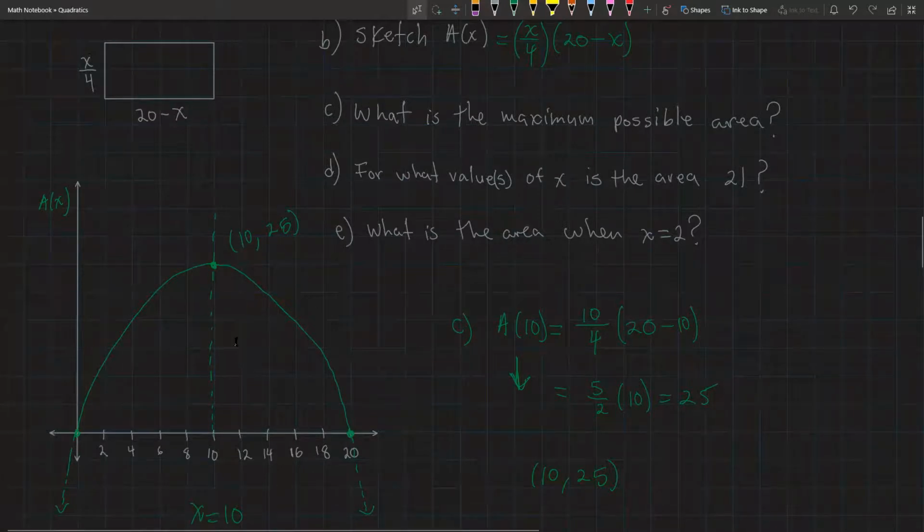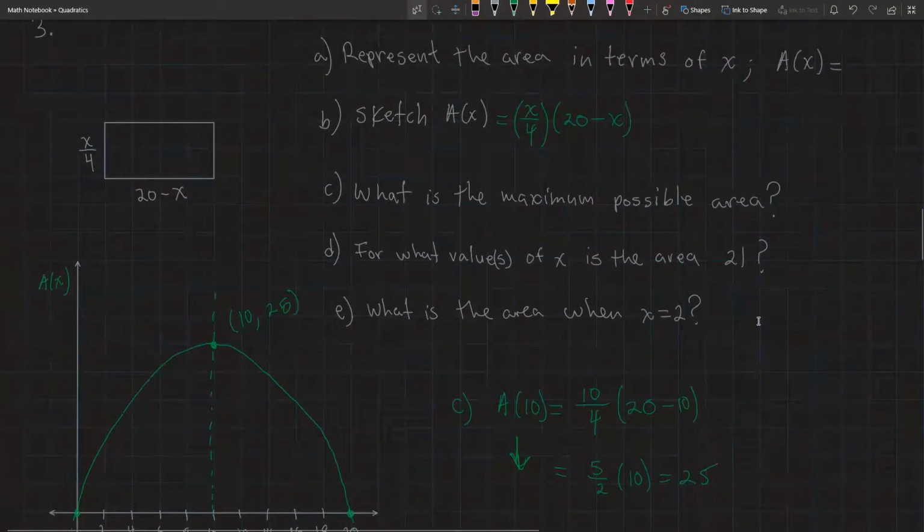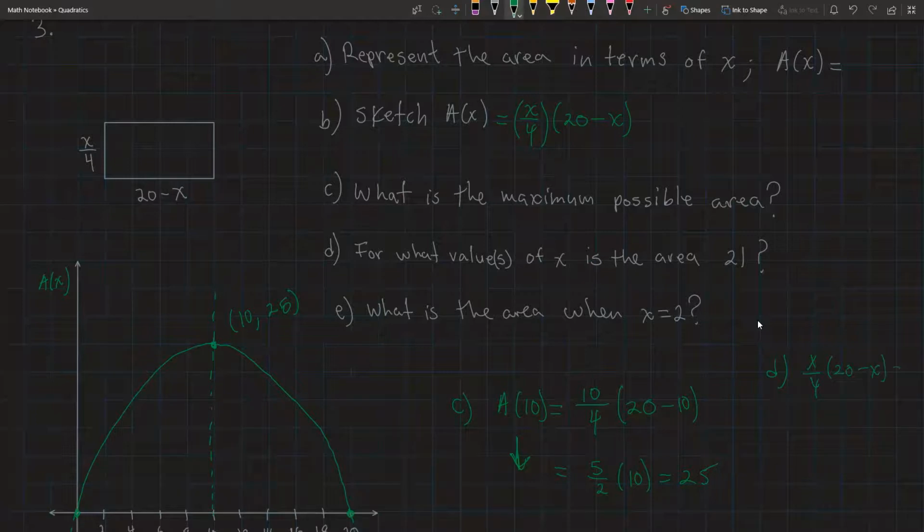And lastly, we're going to label 2 points when the area is 21. Oh, never mind, we're doing letter D. Sorry. When is the area 21? So therefore, we want x/4 times 20 minus x equal to 21.